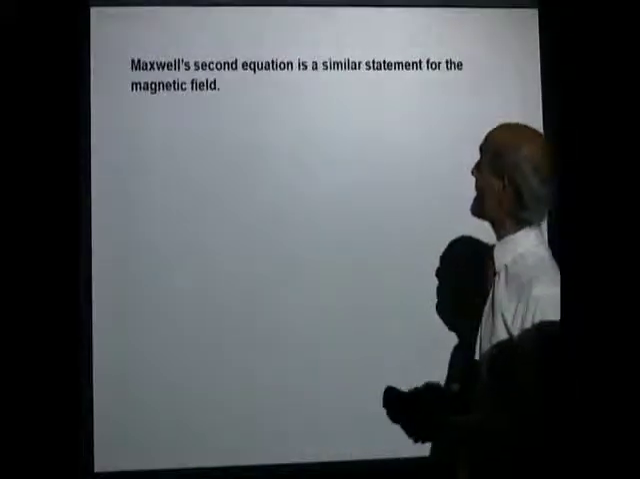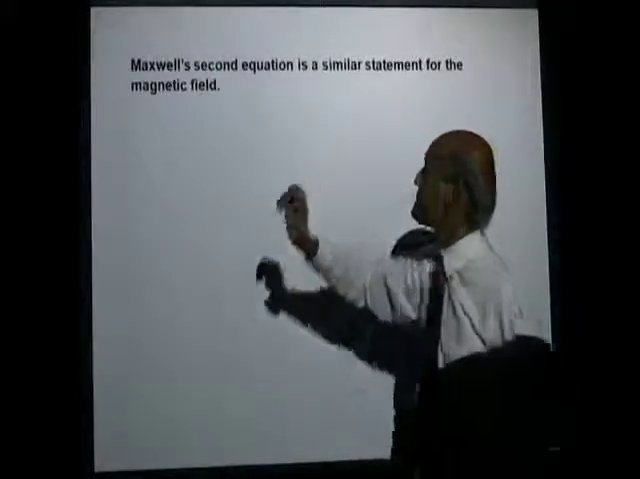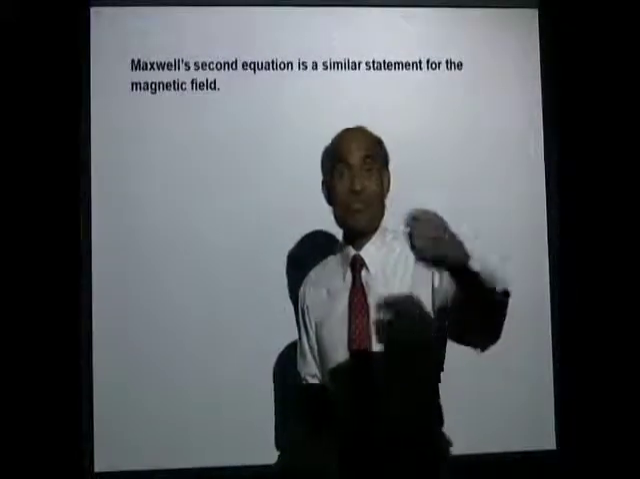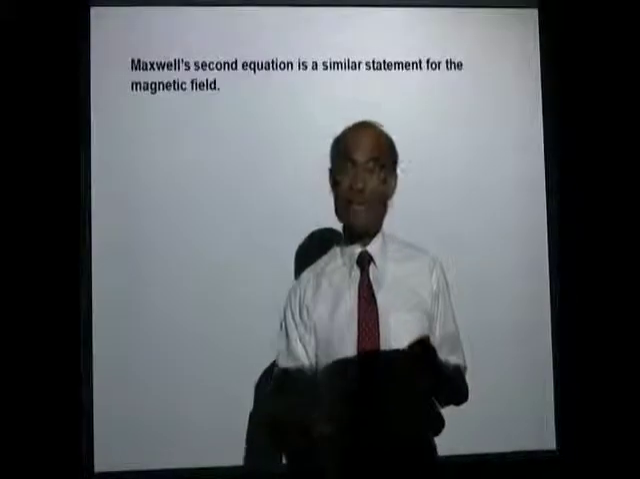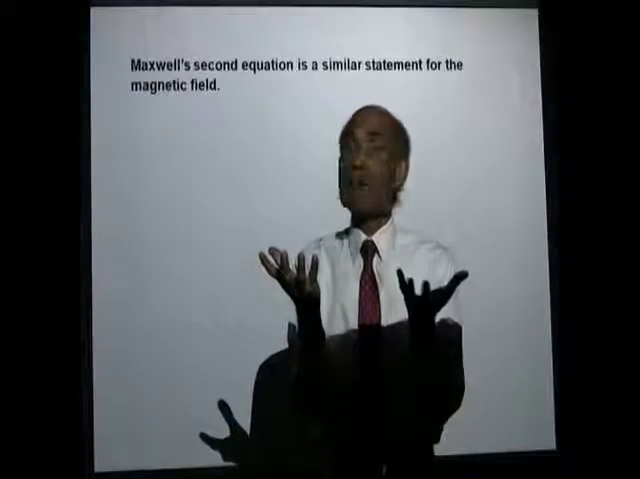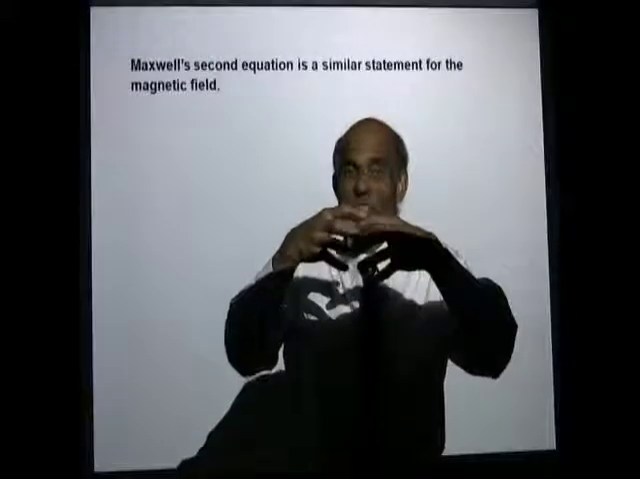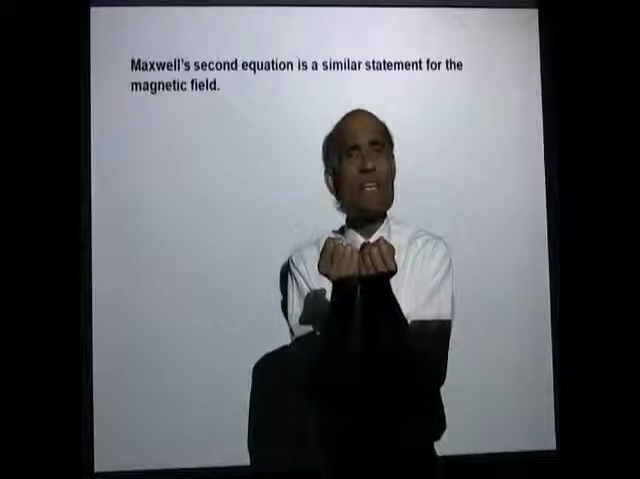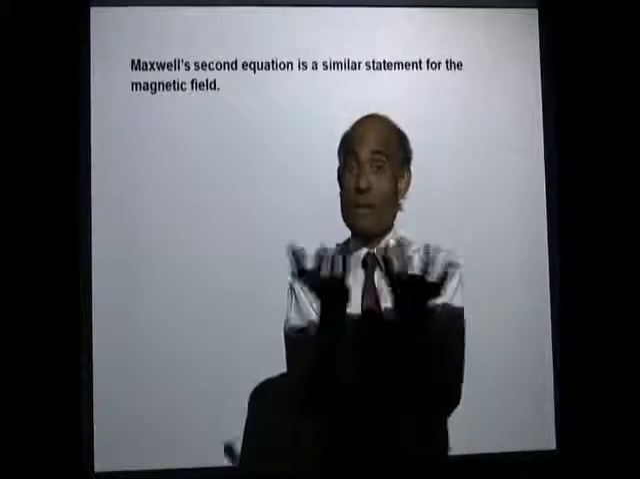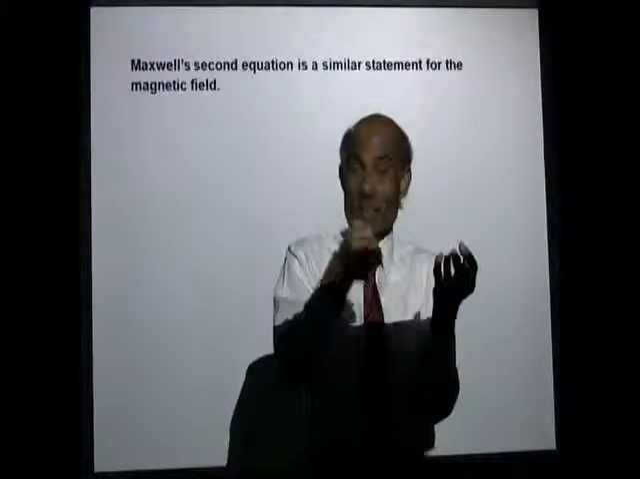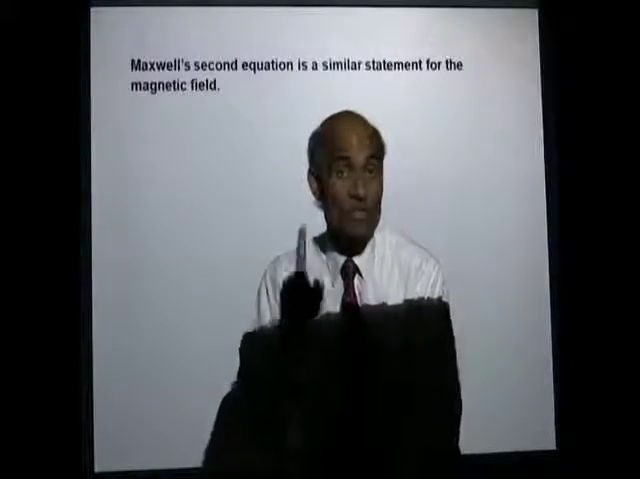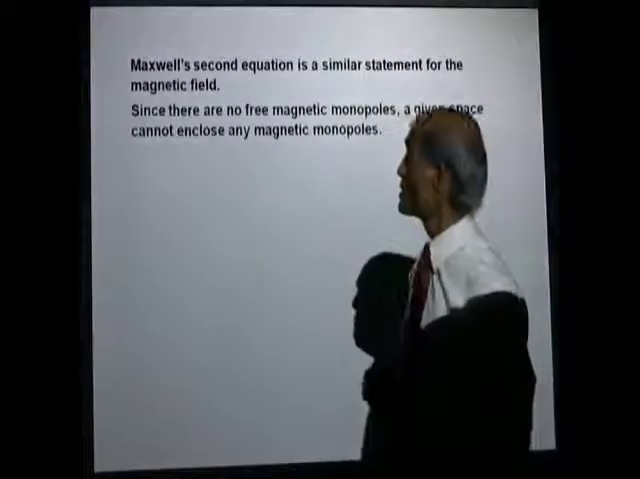Now, Maxwell's second equation is a similar statement for the magnetic field. So there's a statement for electric field and a similar statement for magnetic field. How can you have a similar statement for magnetic field? Can you have magnetic poles enclosed inside a surface? Well, you know that magnetic poles don't come in monopoles. They only come in the form of dipoles. So in this case the statement is a little tricky, isn't it?